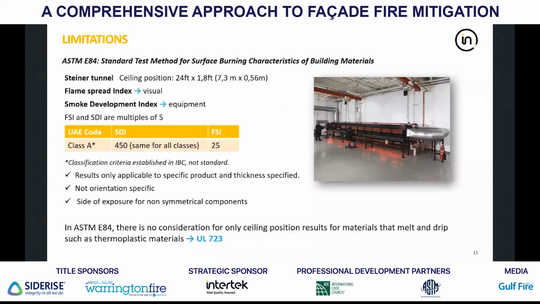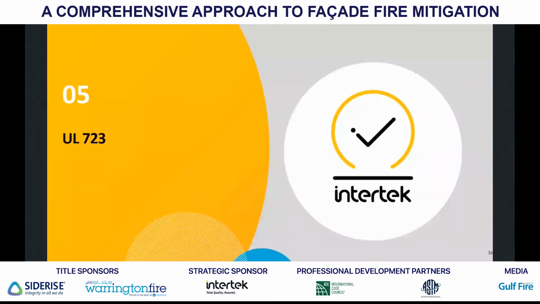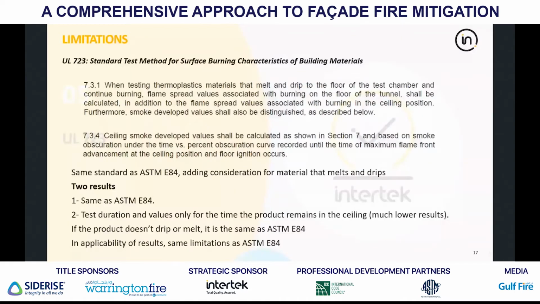Now in ASTM E84, there's no consideration for ceiling position results only for materials that melt and drip, such as thermoplastic materials. We have a standard that is very similar to E84, but does take this into consideration. This will be UL 723. So the big question, what is the difference between ASTM E84 and UL 723?